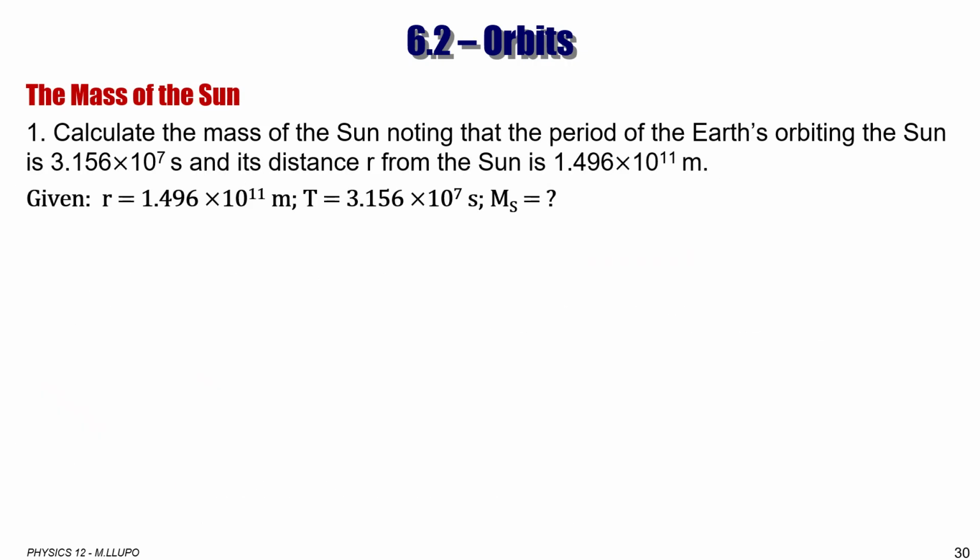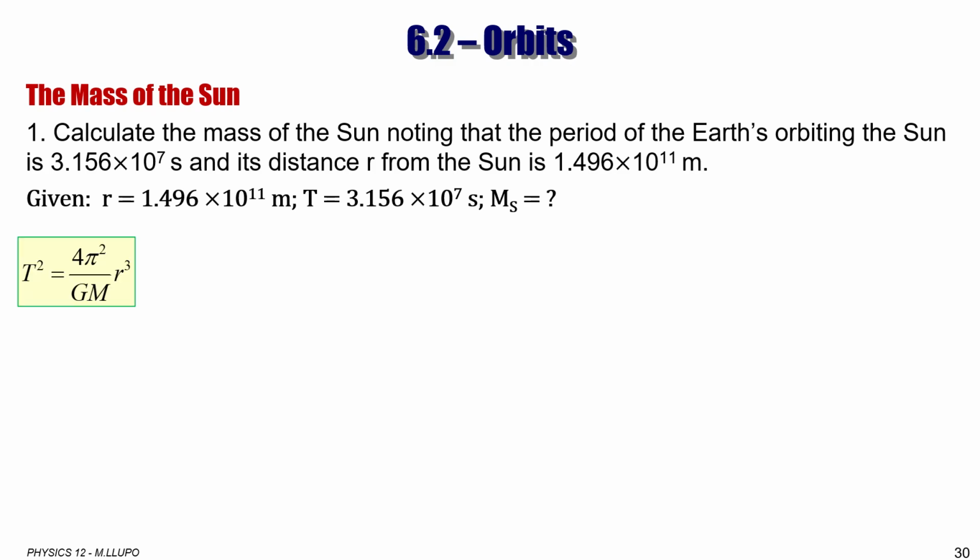Let's solve some problems. Calculate the mass of the Sun, noting that the period of Earth orbiting the Sun is 3.156 times 10 to the power of 7 seconds, and its distance r from the Sun is 1.496 times 10 to the power of 11 meters. So distance and period are given. Mass of the Sun is required.